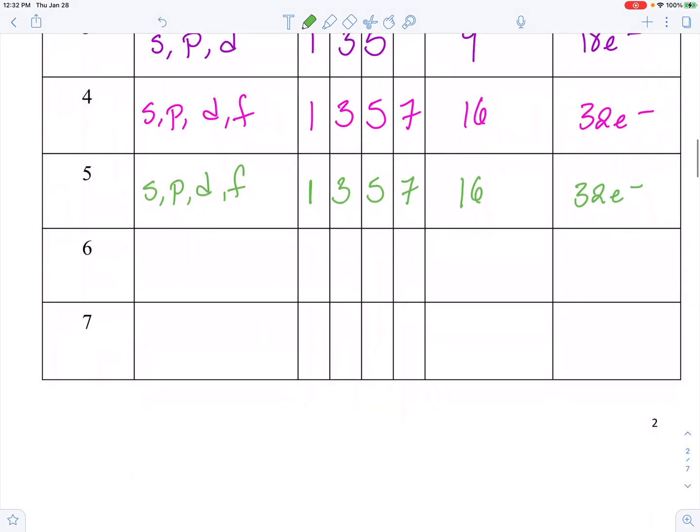The 6th energy level ends up only having S, P, and D sublevels. So the S sublevel holds 1 orbital. The P sublevel has 3. The D sublevel has 5. And that gives us a total of 9 orbitals on the 6th floor. So many floors. And that means it can hold a total of 18 electrons.